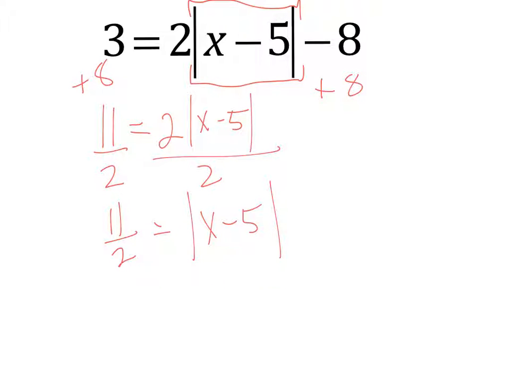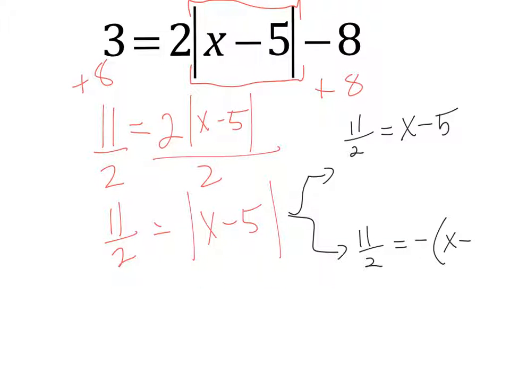That's part 1. Part 2. This is going to turn into two different equations. 11 over 2 is equal to x minus 5. That's if that inside is positive. And 11 over 2 is equal to negative the x minus 5, which we can quickly transform into negative x plus 5. Okay? First problem, I'm going to add 5 to both sides, and that's going to become x is 21 over 2.